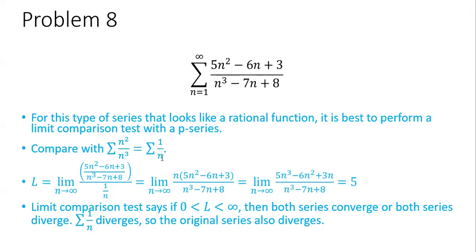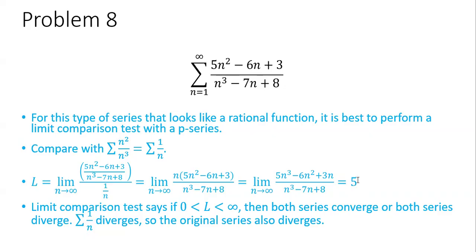Okay? Now we do the limit comparison test. Limit as n goes to infinity of the original guy divided by the guy you want to compare with. So divide by 1 over n, this is the same thing as multiplying by n. Okay? And we distribute this n to each of the terms. Now we take the limit. The degrees are the same. So we take the ratio of the leading coefficients. So it's 5.